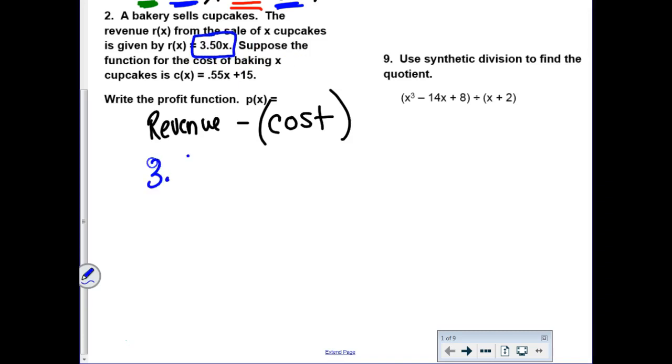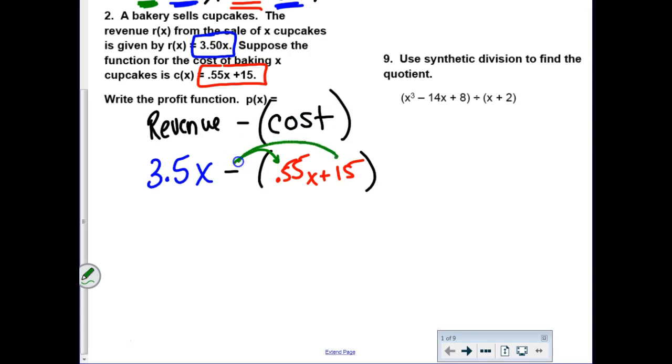So I'm going to replace that with a 3.5x. I'm going to put down a subtraction sign with parentheses. And the cost function is this. So I'm going to replace cost with 0.55x plus 15. I'm glad that we remembered to put the subtraction outside of the parentheses, because now I'm going to have that same issue as the first question where I have to distribute the subtraction to everybody. And you get 3.5x minus 0.55x. This last term, though, also becomes a minus 15.